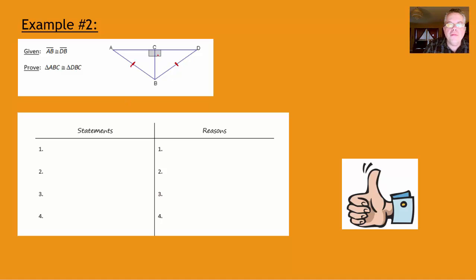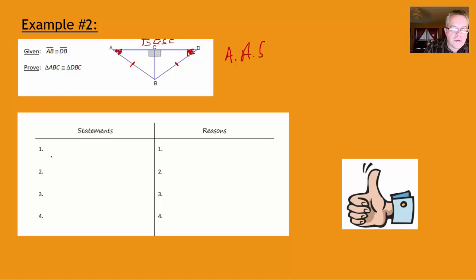Well, we know that we have right angles here. These two right angles are congruent. But we know something else. Because these two sides are congruent, ABD is an isosceles triangle. That means the base angles are congruent. So that angle right there is congruent to this angle right here, because this side is the base. Now, if you look, we have angle, angle, side. That's all we need. So we're going to prove this using angle, angle, side.